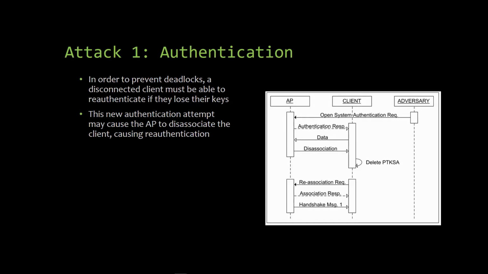And that's what the attacker can do here. If they send an open system authentication request, the access point believes that the state of the client has changed, it has forgotten its keys, and is trying to reconnect. When the client tries to send more encrypted data, the access point notices the discrepancy in state and sends a disassociation.